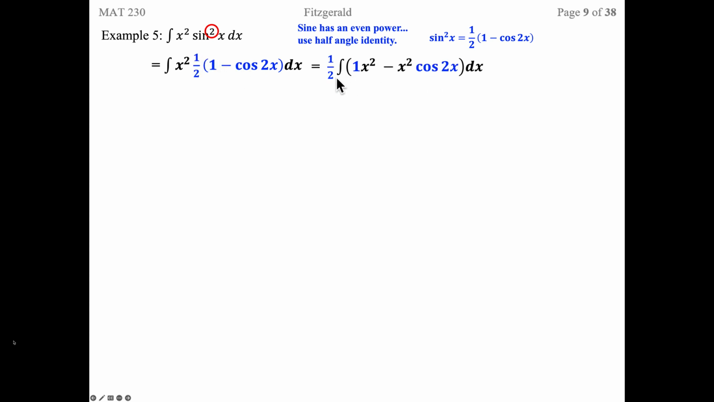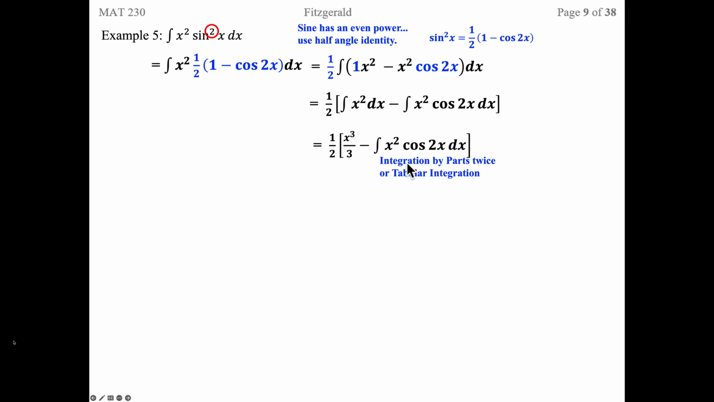So now what we'll do is rewrite this as two separate integrals. So this will be 1/2 times the integral of x squared dx. That will be just a simple power rule. But now minus the integral x squared cosine 2x dx. That is going to be an integration by parts. So let's integrate this part. There's my x cubed over 3.